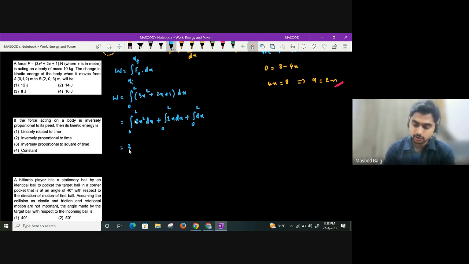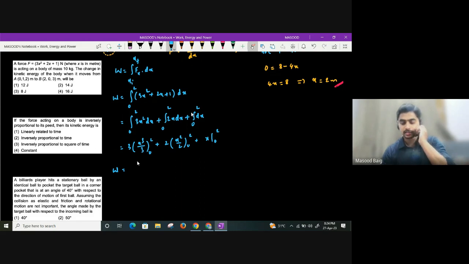3 is common. The integral of x square I will get as x cube divided by 3, from 0 to 2, plus 2 is common. The integral of x I will get as x square by 2, again from 0 to 2. The integral of dx will be x, from 0 to 2. So what is the total work done over here? I'm directly writing it as 3 into 2 cube by 3 minus, so what can we cancel out here? 3 and 3 will get cancelled, 2 and 2 will get cancelled. So what will be left?